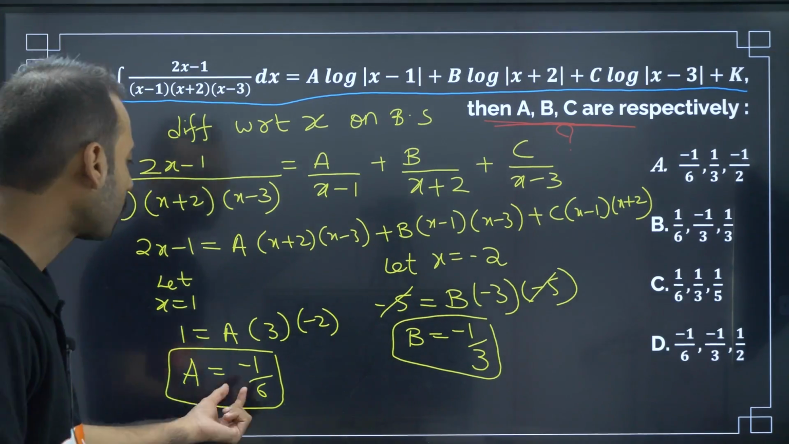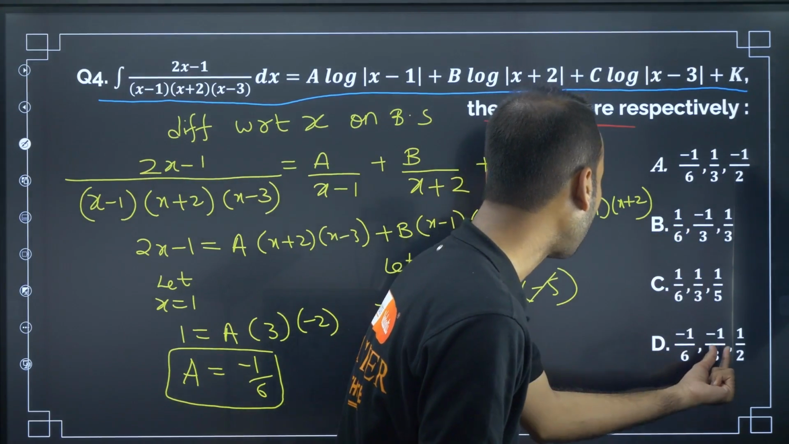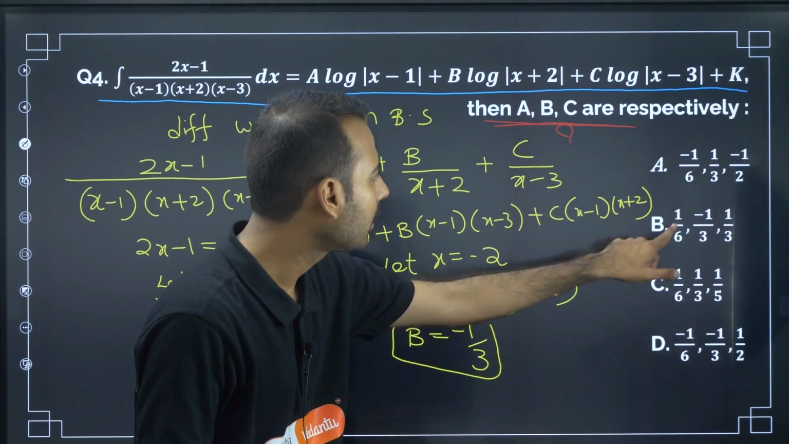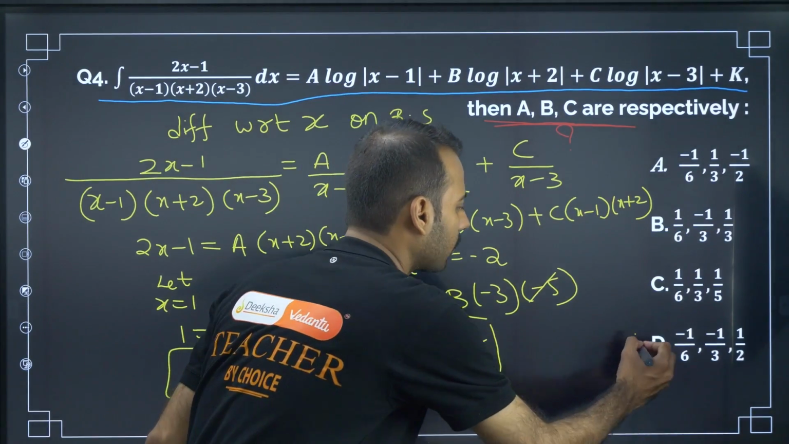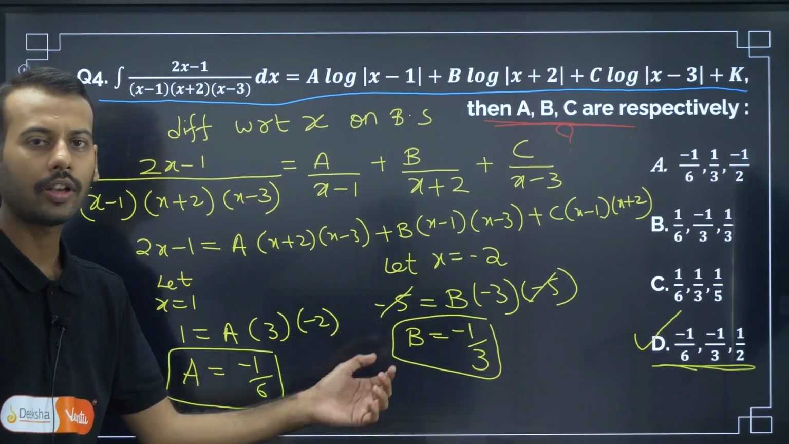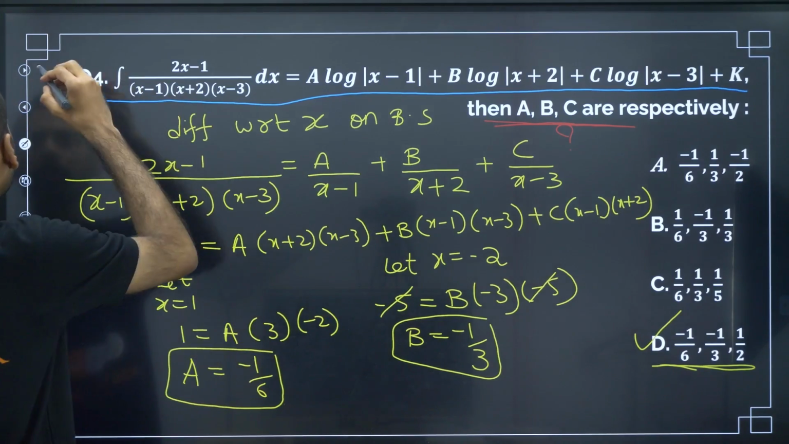If you observe the options, a is equal to minus 1 by 6 and b is equal to minus 1 by 3 is possible only in option D. So D is the answer. If you want, you can calculate c also, but in the exam there is no need to do it. We have to save time, so for that reason I am not. If you want, you can go the same way.